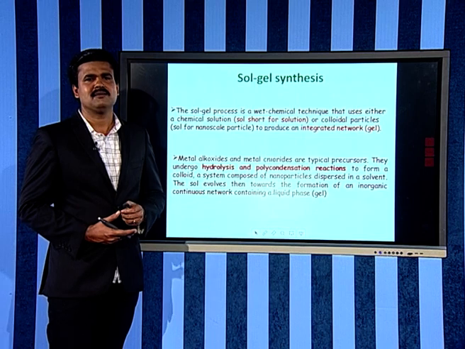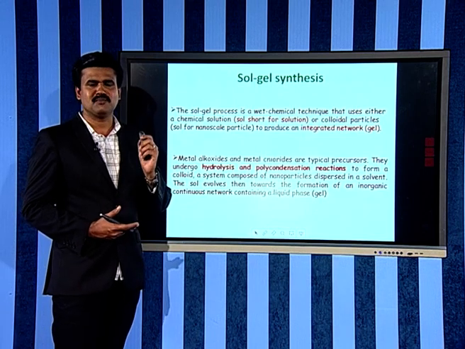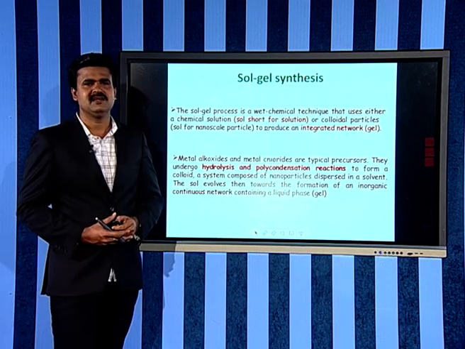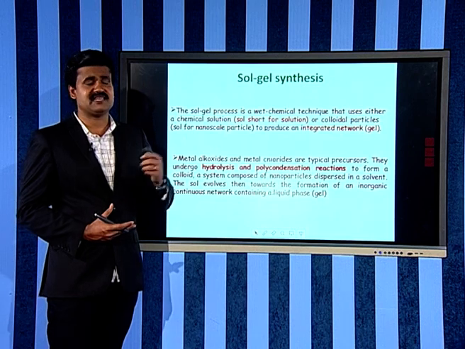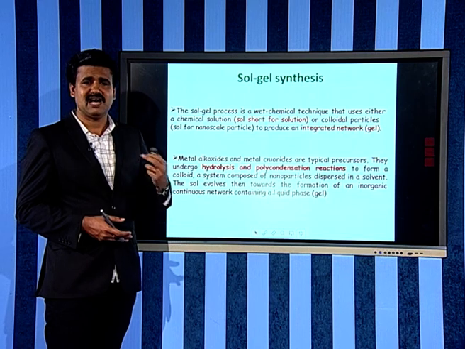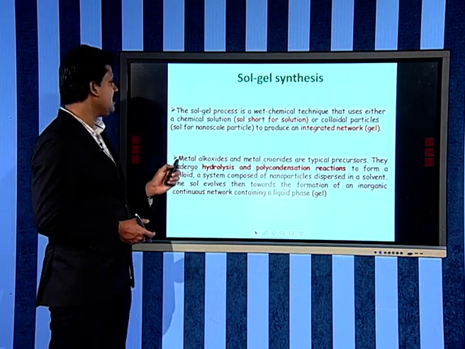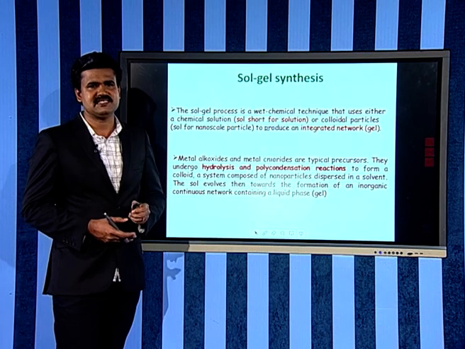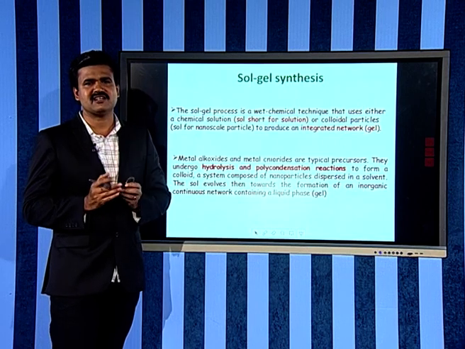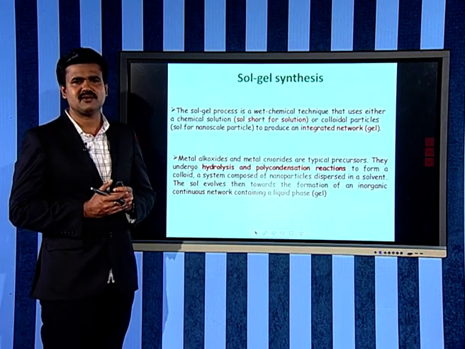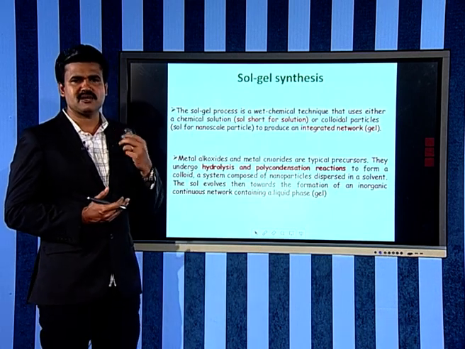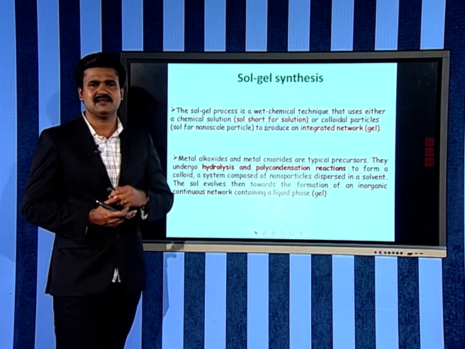This is another bottom-up approach. This is the most popular bottom-up approach called sol-gel synthesis. The sol-gel process is a wet chemical technique. Wet chemical technique means we can use solvents, water, alcohol, organic solvents, etc. And in this procedure, a sol, that is a colloidal solution, is converted to an integrated network of nanoparticles, that is gel. Metal alkoxides and metal chlorides are generally used as the precursors.